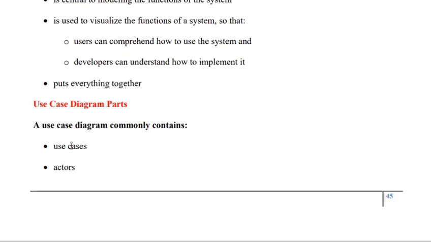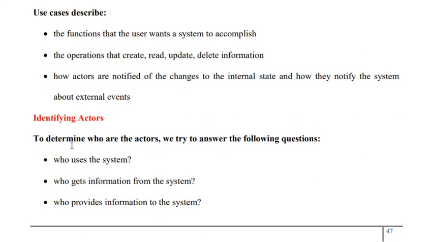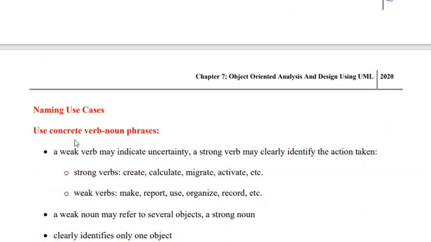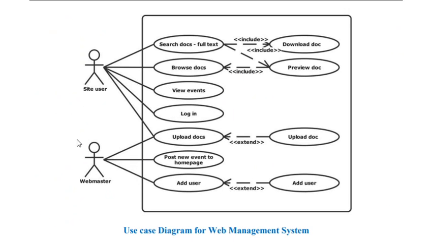Then we discussed use case diagrams and the components of use case diagrams. We discussed mechanisms for identifying use cases and identifying actors. Then we discussed the way of associating names with use cases and with actors. And we discussed a very simple use case diagram that represents a web management system.